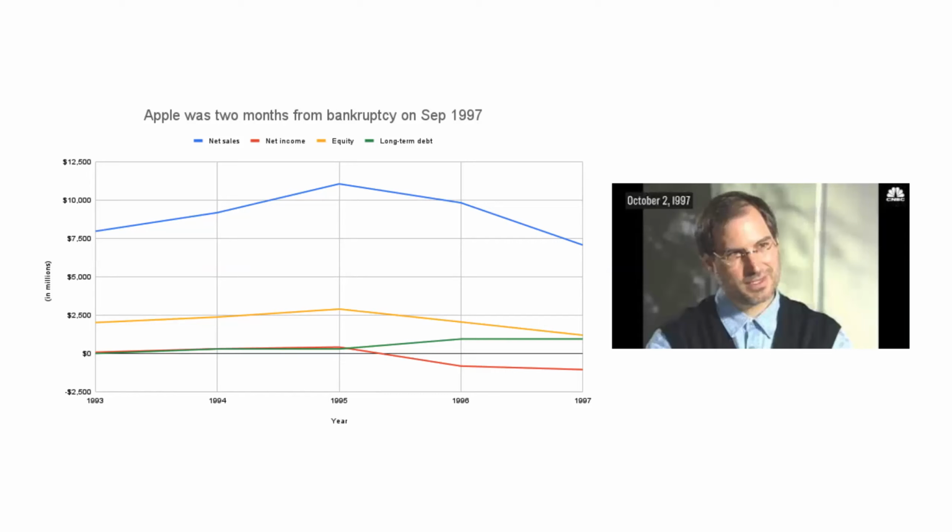Their net sales started to drop from 95. Their income went to the negatives around mid 95, and their debt was increasing. Yeah, so basically Apple has been burning money and sales declining, and they were irrelevant as far as the PC market was concerned. Windows, Microsoft and Intel pretty much took the market share. Apple had less than 3% market share.